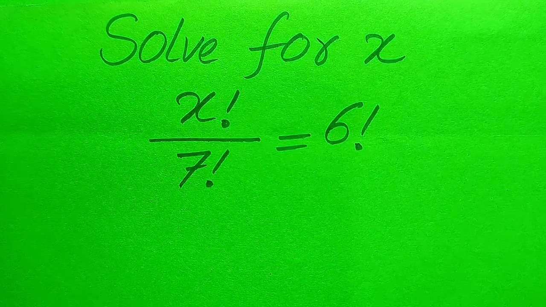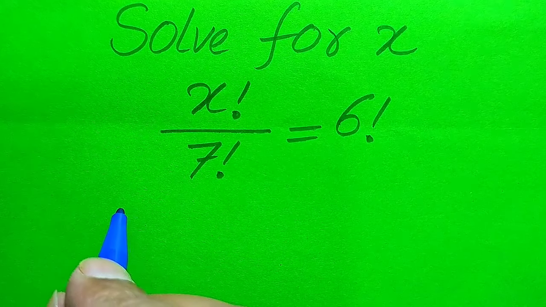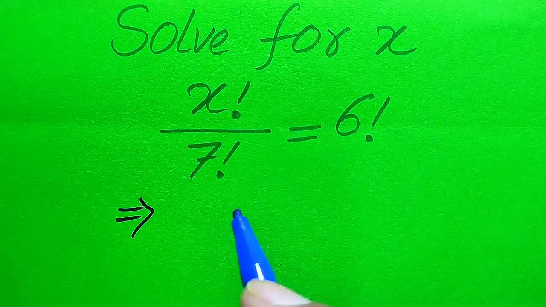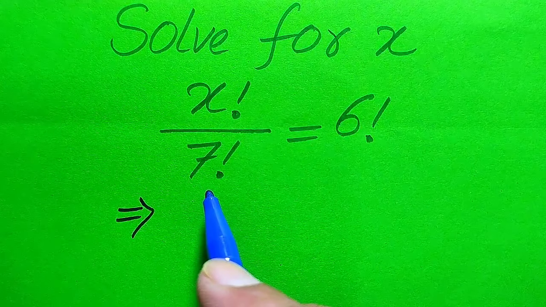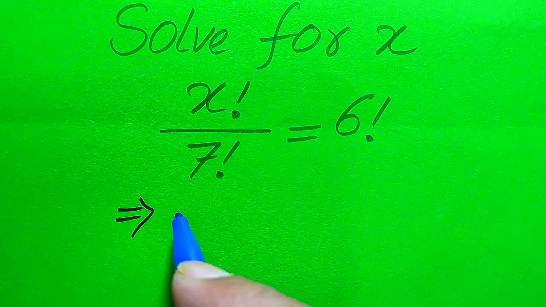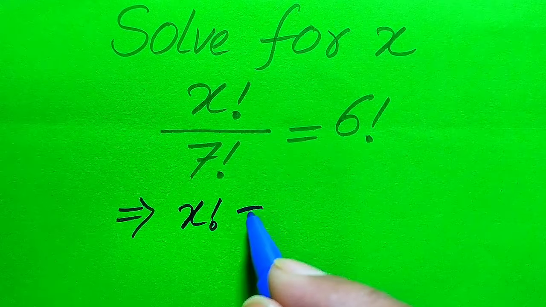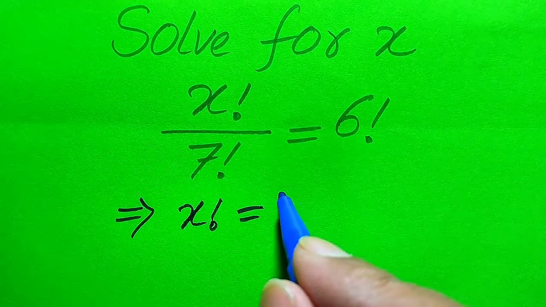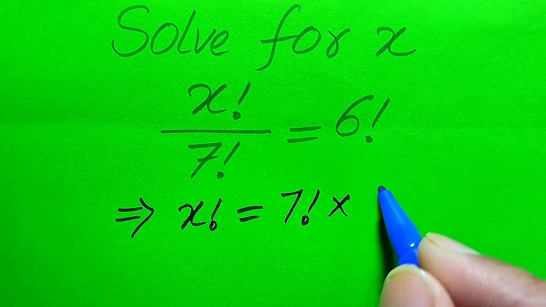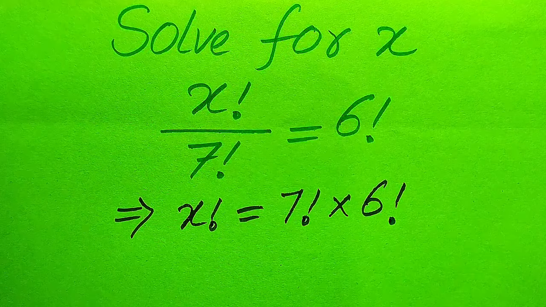So here we move toward the solution of this problem, and the very first thing we are going to do is move this 7 factorial to the right hand side. It is divided here. When we move it to the right hand side, it is multiplied by 7 factorial, and it becomes x factorial equals 7 factorial multiplied by 6 factorial.